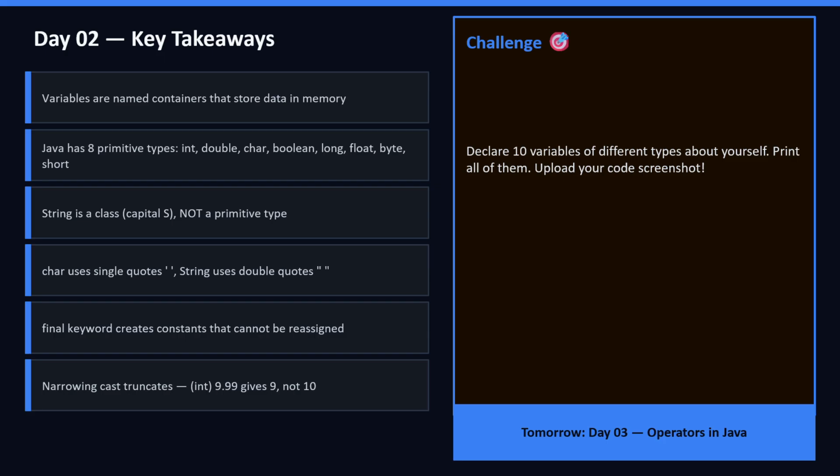Alright, let's quickly summarize what we learned today. Variables are named containers that store data in memory. Java has 8 primitive data types: int, double, char, boolean, long, float, byte, short. String is a class, capital S, not a primitive type. Character uses single quotes, string uses double quotes. Final keyword creates constants that cannot be reassigned. Narrowing cast truncates. (int) 9.99 gives 9 only, not 10.